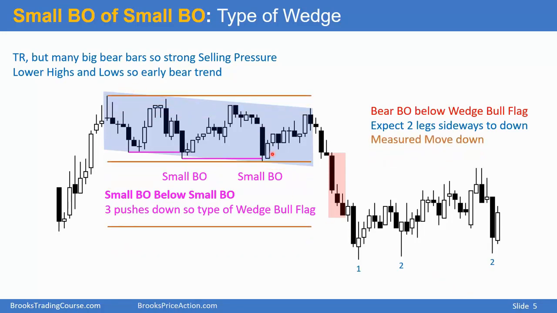Measured move down based upon the height of the wedge. It's also a trading range. It fell for more than that. You can see some profit taking around a measured move down, and then it fell below it and there was more buying.